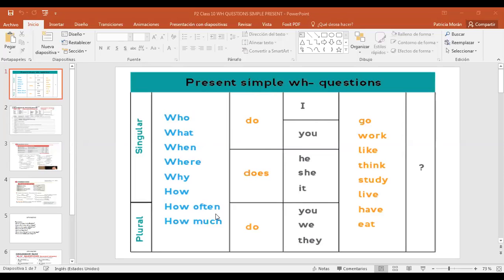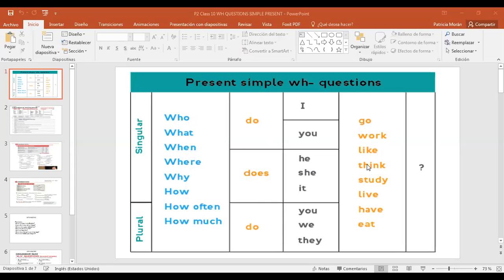And we combine them with does when we are talking about he, she, it. So I say, where do I work? Or who do I like? Or where do you work? Or where does he study? Why does she eat? And whatever. You can do many, many combinations.